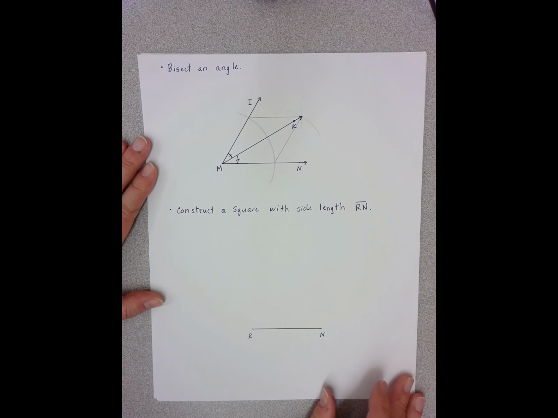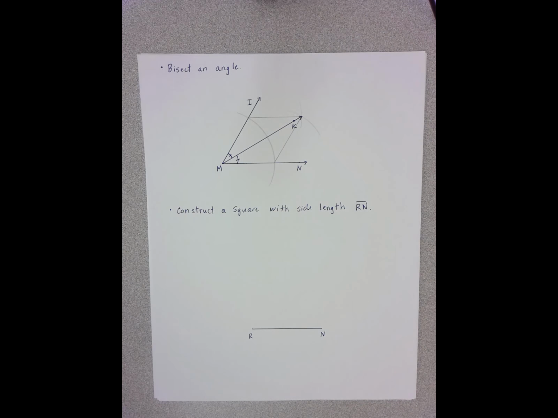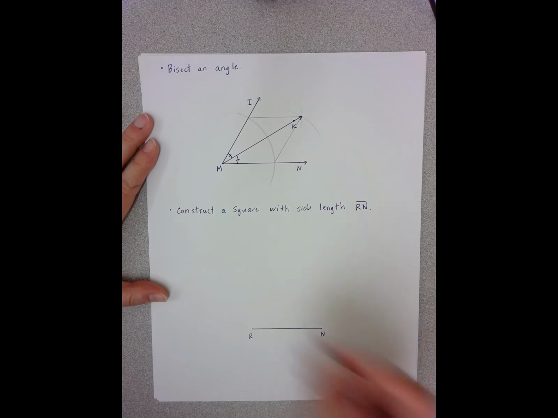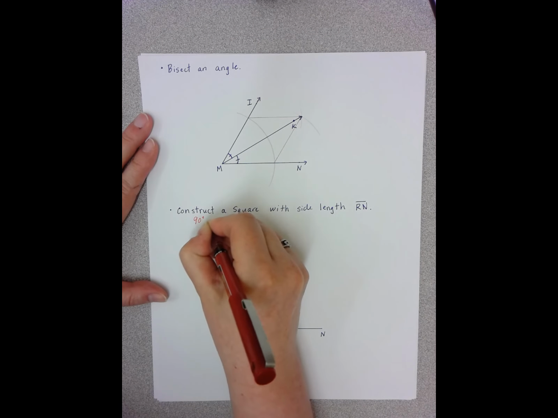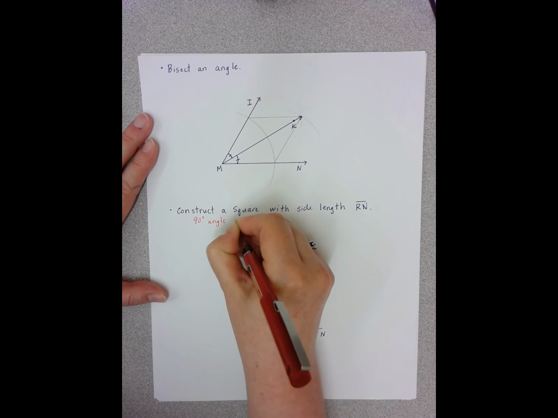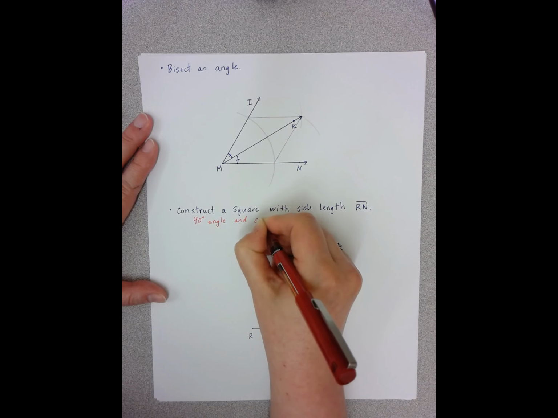The big construction that you did in 7.1 and that you're asked to reproduce in the set is constructing a square. Now, a square has two pieces. It has 90-degree angles and congruent sides.